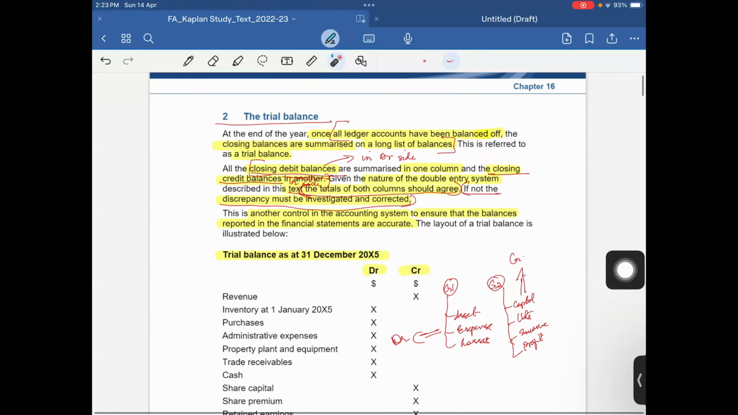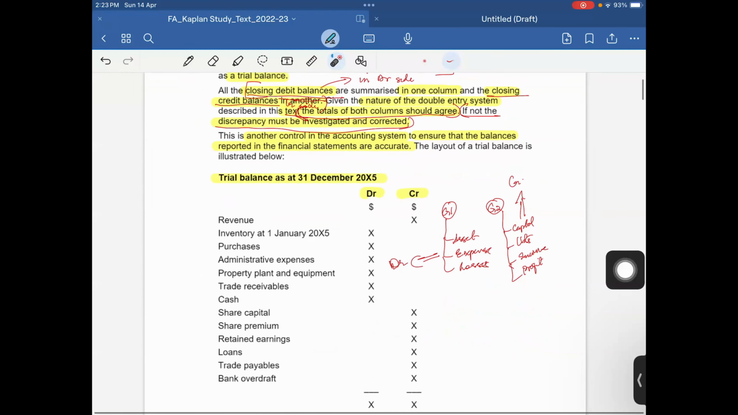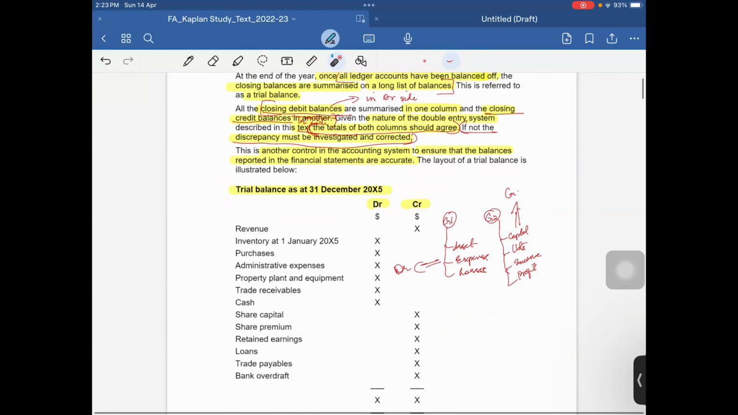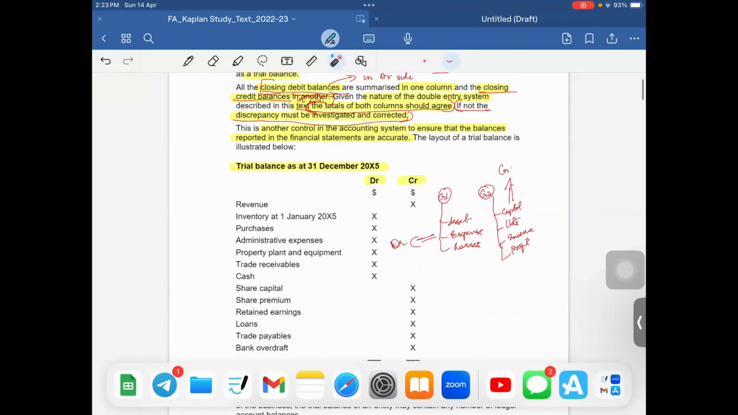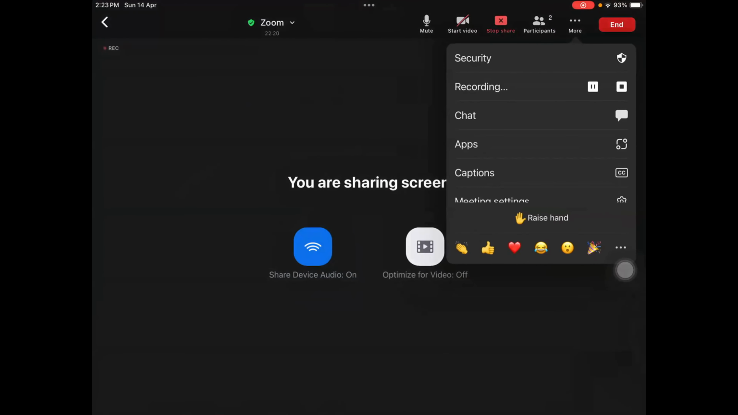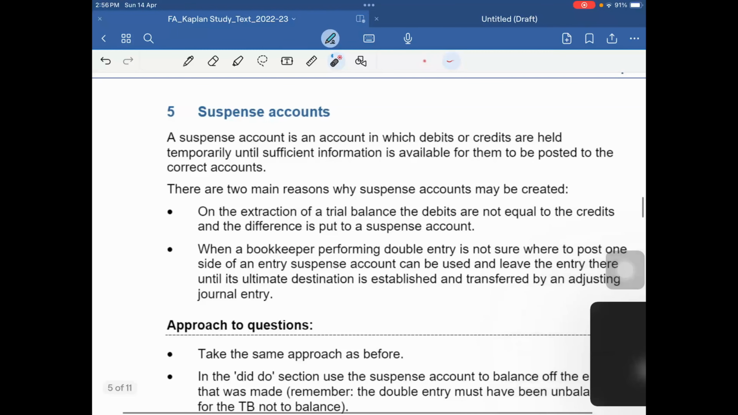Okay, and copy the format. So when you got it wrong, what happened? The trial balance wouldn't get tallied, right? It wouldn't agree with one another, right? And this mistake happened because you took something wrongly, right?